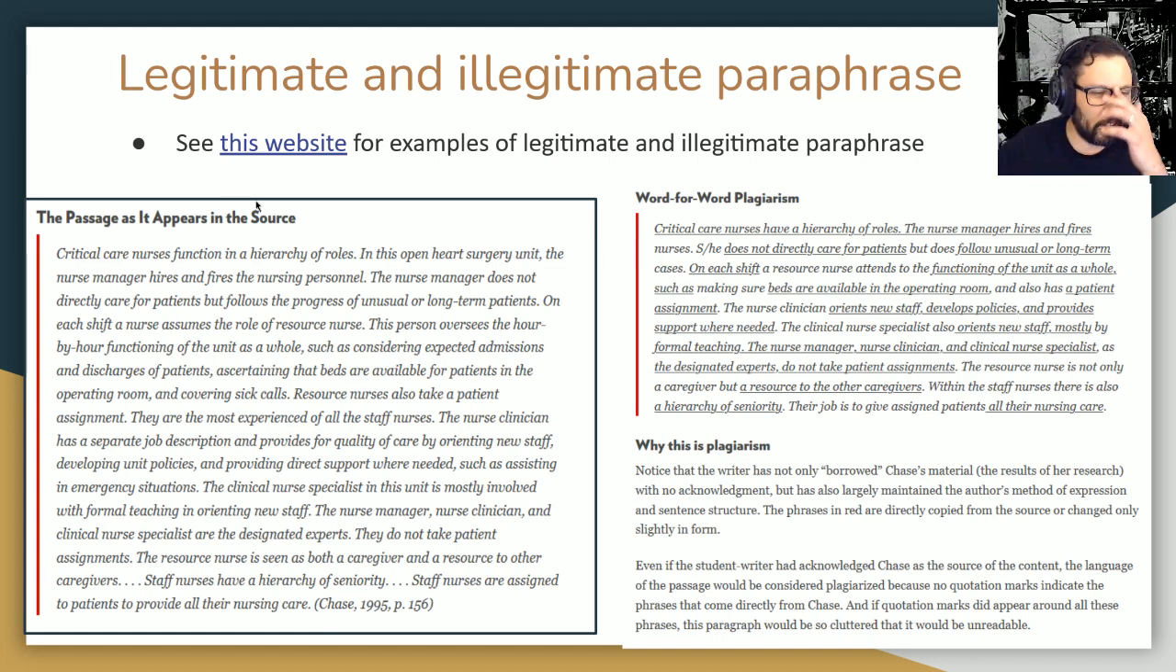So on this website, they give one of these examples where here's the original source from Chase 1995, talking about nurses in critical care. So this is the original source. So they give an example of word-for-word plagiarism, and you can see here all of these underlined. Again, you don't have to read everything. You can look at this in more detail on your own. But all of these underlined passages are passages that are taken directly from the original source. So you can see that most of this essay is taken from the original source. There are a few changes in words, a few shifts in word order.